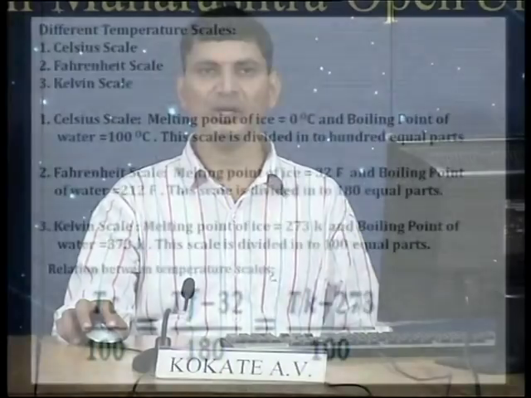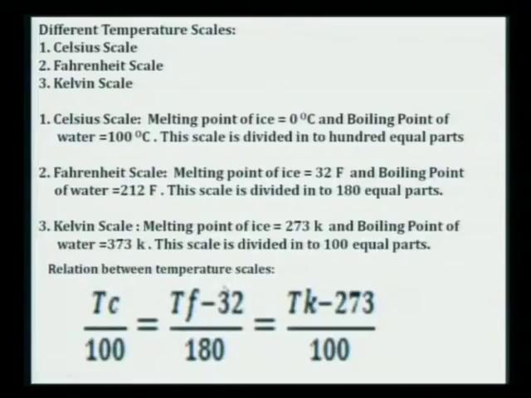In another way, you can cancel a 0 from all the denominators. You can write Tc by 10 equal to Tf minus 32 divided by 18 equal to Tk minus 273 divided by 10. Again you can divide it by 2, then Tc by 5 equal to Tf minus 32 by 9 equal to Tk minus 273 divided by 5. Or you can write Tc equal to Tk minus 273, because the denominator 100 is the same, therefore Tc equals Tk minus 273.